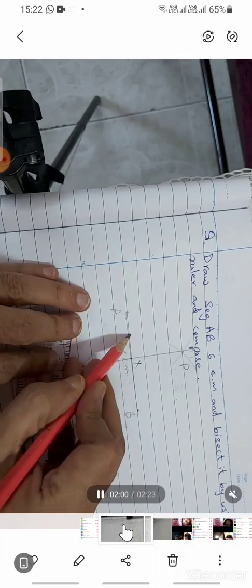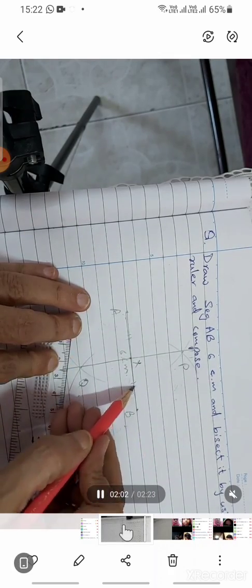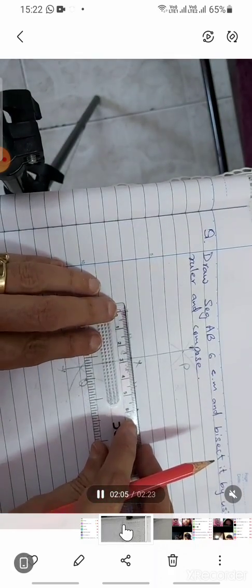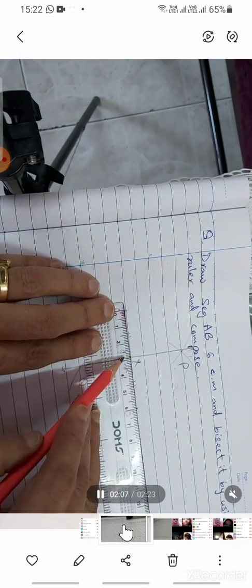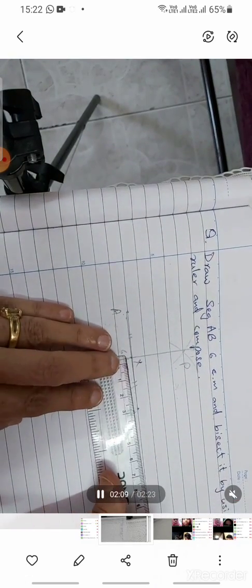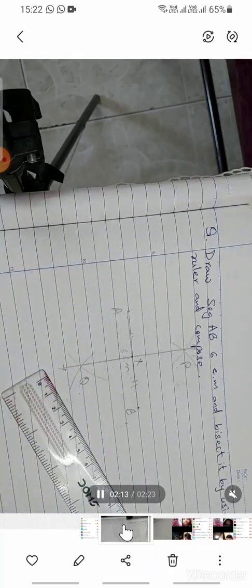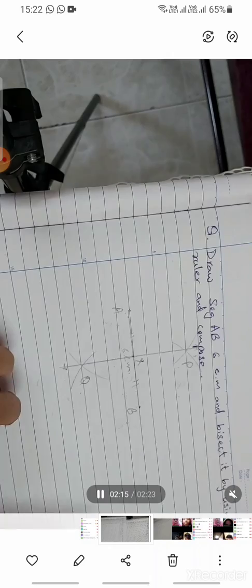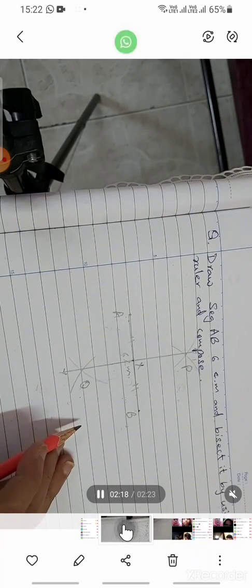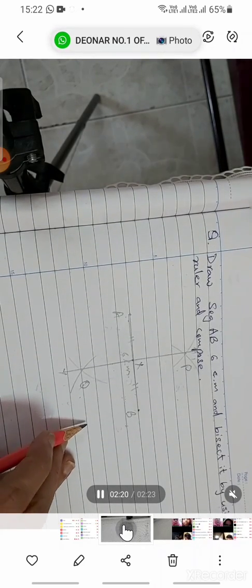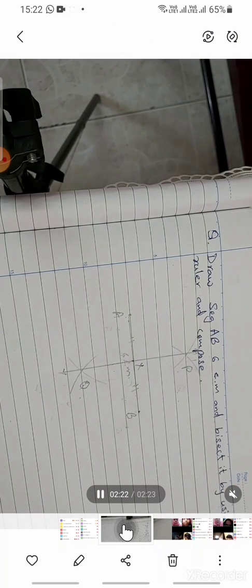So I had given a name X. So AX is 3 cm and BX is also 3 cm. So it is our segment AB with 6 centimeter and it is bisected. Okay, thank you very much.